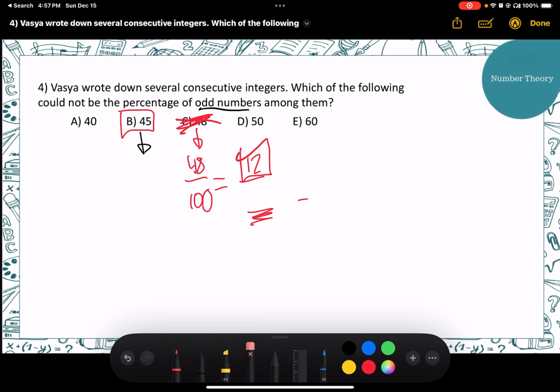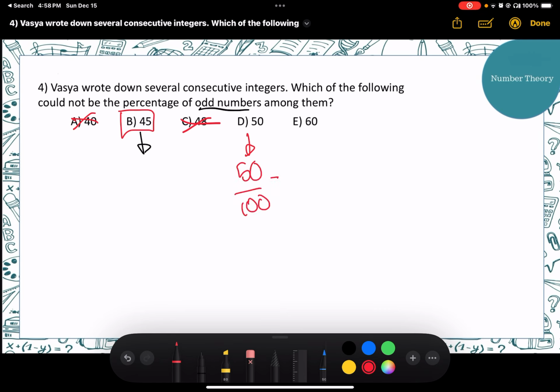So let's check D. How about that? I mean, obviously we know our answer is B, but just to make sure, let's check everything else. So this is not an answer, this is not. B is 50%. And we know that I can literally just do this. 2, 3. 50% are odd. So that one's kind of obvious.